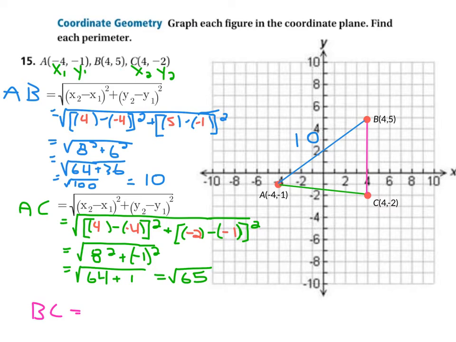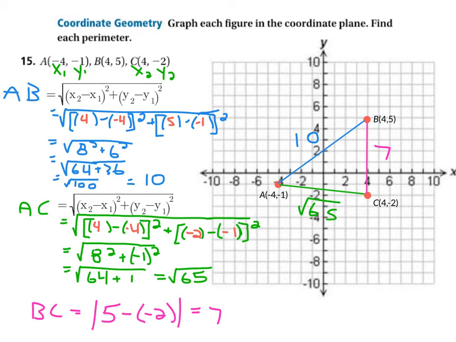And then for B to C, notice they're going along the same grid line, and the x-coordinate does not change. We're not going any further to the right for one point or another. So just like the ruler postulate, we subtract this y-coordinate minus this y-coordinate, or we can say the absolute value of 5 minus negative 2. We do the absolute value to make sure that we're always getting a positive number because it's a distance, so it's 7. And this one is the square root of 65.